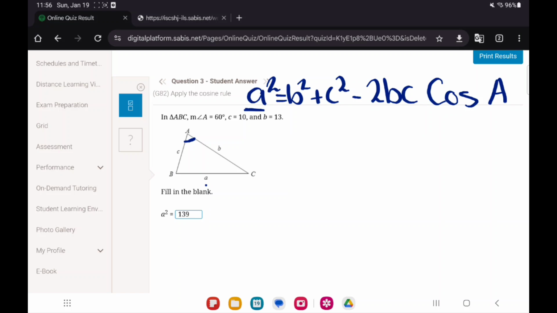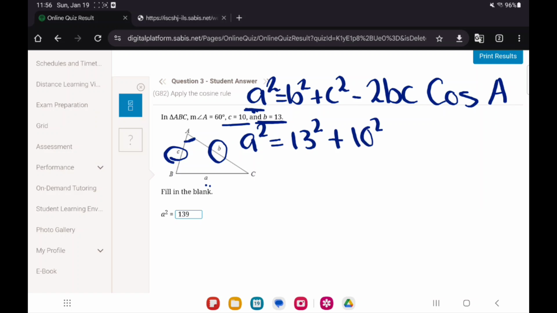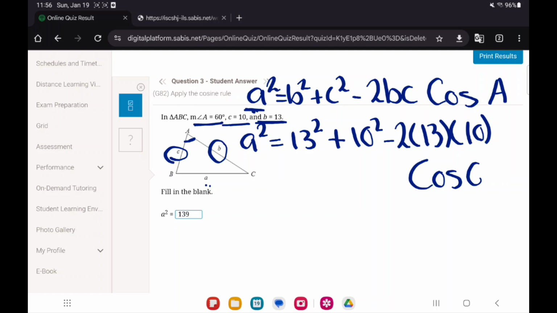And then let's just fill in the values. We don't have A, so that's what we're trying to find, so let's just keep it as A squared. Now B squared, we have b as 13, so 13 squared plus c, which is this one here, as 10. So 10 squared minus 2, 13, and 10, because we already found them. And then cosine angle A, which is 60. So cosine 60. Let's just do this on our calculator.